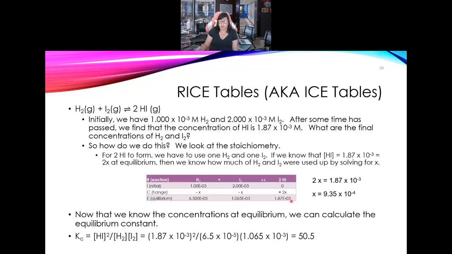So the 1.87 is the concentration of HI. I have to square that to put it in here. We then divide by the 6.5 times 10 to the minus 5th and the 1.065 times 10 to the minus 3rd. That gives me 50.5. Okay, so that's what we're looking at in terms of that value. So that value we can then use to do other calculations for this particular reaction. Since this one gave me one of the equilibrium concentrations, I could find the other ones without having to set things equal to the K value. So I was able to calculate K here as opposed to what we'll do with other things.